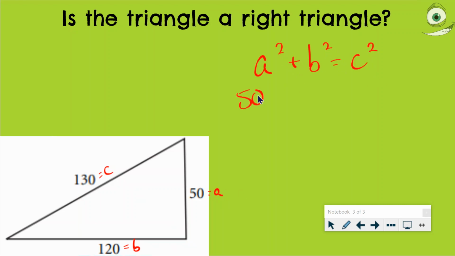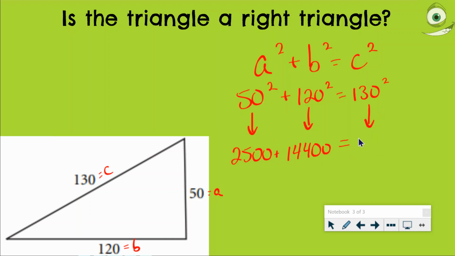So A squared, I'm going to use 50 as my short side, and then my middle side is 120. That's going to be my B squared. And then 130 will be my C. So I'm going to square each of these just to simplify this and actually see, does this stuff really equal whatever I get from squaring that 130 on the right side? So this would give me 2,500. This would give me 14,400. This would give me 16,900. So that's just from multiplying each of those together twice.